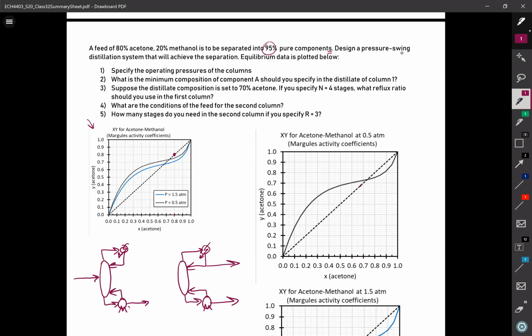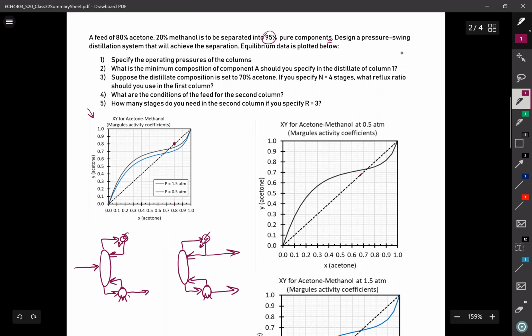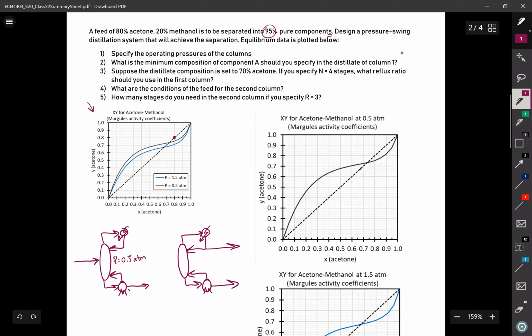But the second column looks as usual, but we don't know where the feed is coming from. 80% pure acetone is our feed, and that is up in this purple dot that I've drawn. And so it's on the other side of the azeotrope. So how do I choose the pressure? Let's just go ahead and assume that the first pressure is P equal to 0.5 atmospheres. There's a better way to do this without assuming anything, but I want to illustrate it like this.